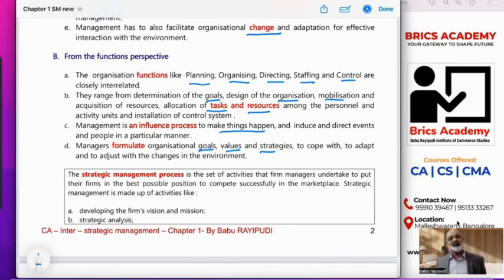Now, what I'm saying is, when you're reading any concept, make sure you first try to understand what it is. Because some concepts will be understood in a better way if you have read other concepts. So until then, first I want to know what is management.